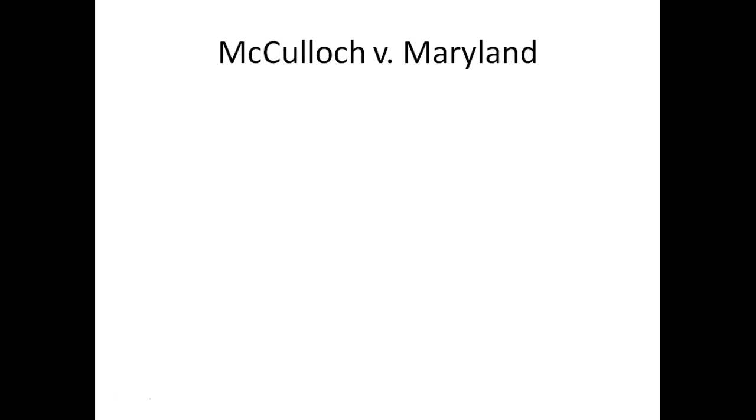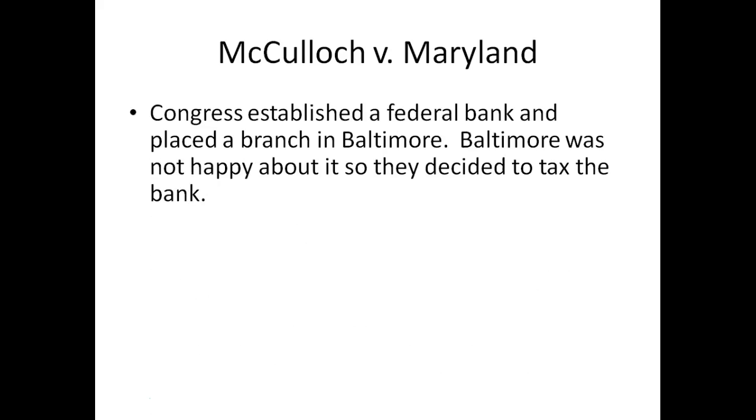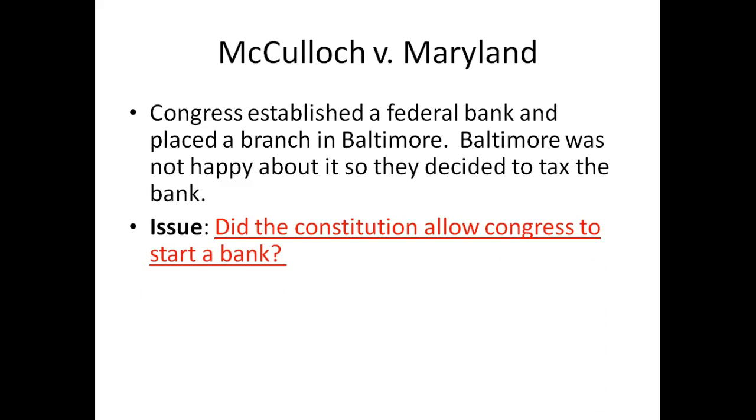McCulloch versus Maryland is the second case that we are going to talk about today. And this is where Congress established a federal bank and placed a branch of the bank in Baltimore. Baltimore wasn't happy about it. They did not want a bank from Congress there. And so they decided they would tax the bank. If the bank is going to be there, they're going to tax it. So the issue was, did the Constitution allow Congress to start a bank? The Supreme Court determined, yes, it is necessary and proper for the U.S. government to have a federal bank.